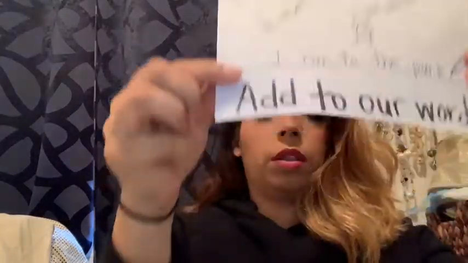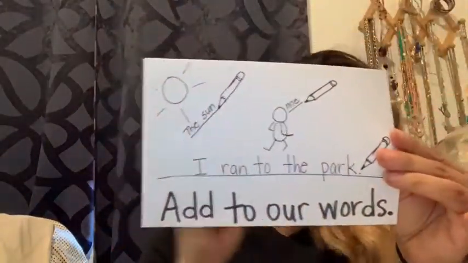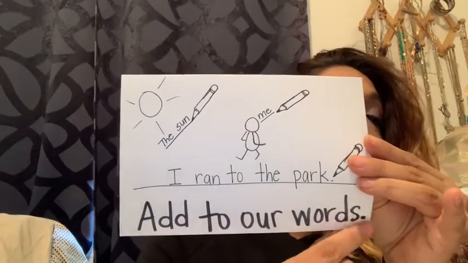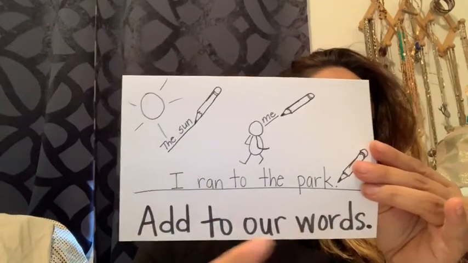Yesterday we talked about how it's important to go back and make our story even better, and we talked about adding to our pictures as part of going back and making our story better. Today we are going to talk about the next part of how we can make our true story better, which is you can add to your words. So add to our words.